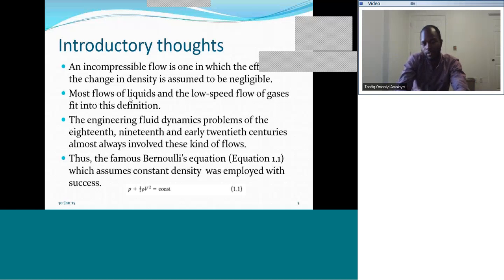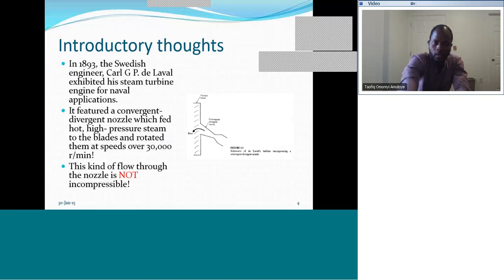In 1893, the Swedish engineer Carl de Laval exhibited the steam turbine engine, and the steam turbine was driven by high speed, of course, steam being fed into the blades, and the action of the high speed steam rotated the blades at so great a speed that they hadn't ever seen before. Then that kind of flow wasn't incompressible. Of course, it was the compressible flow of steam, and that opened the way for the design and operation of supersonic wind tunnels and rocket engines and all that in later centuries.